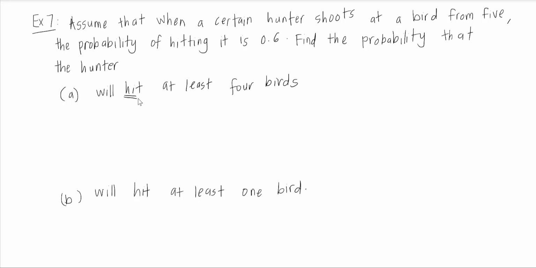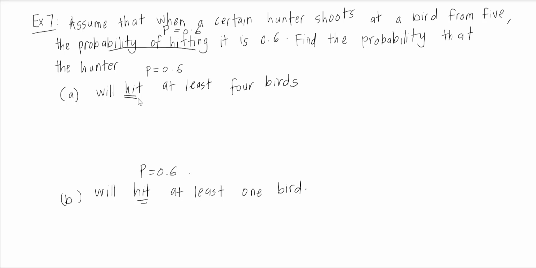So the certain hunter shoots at a bird from 5, the probability of hitting is 0.6, and the question also asks about the probability of hit. That means your probability of success is 0.6, so you can use P equal to 0.6. It is the same for question B, will hit at least 1 bird. Again, the probability of success is the same. It is given that the probability of hitting is 0.6, and the question asks the probability of hit.